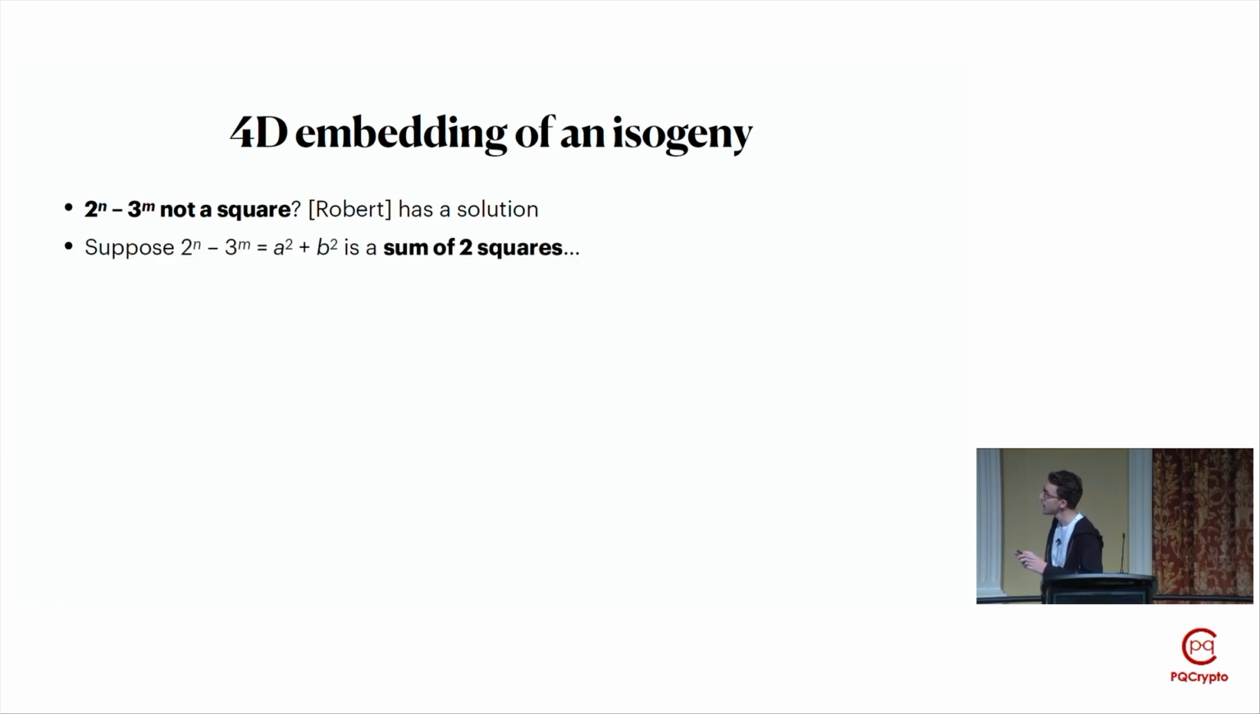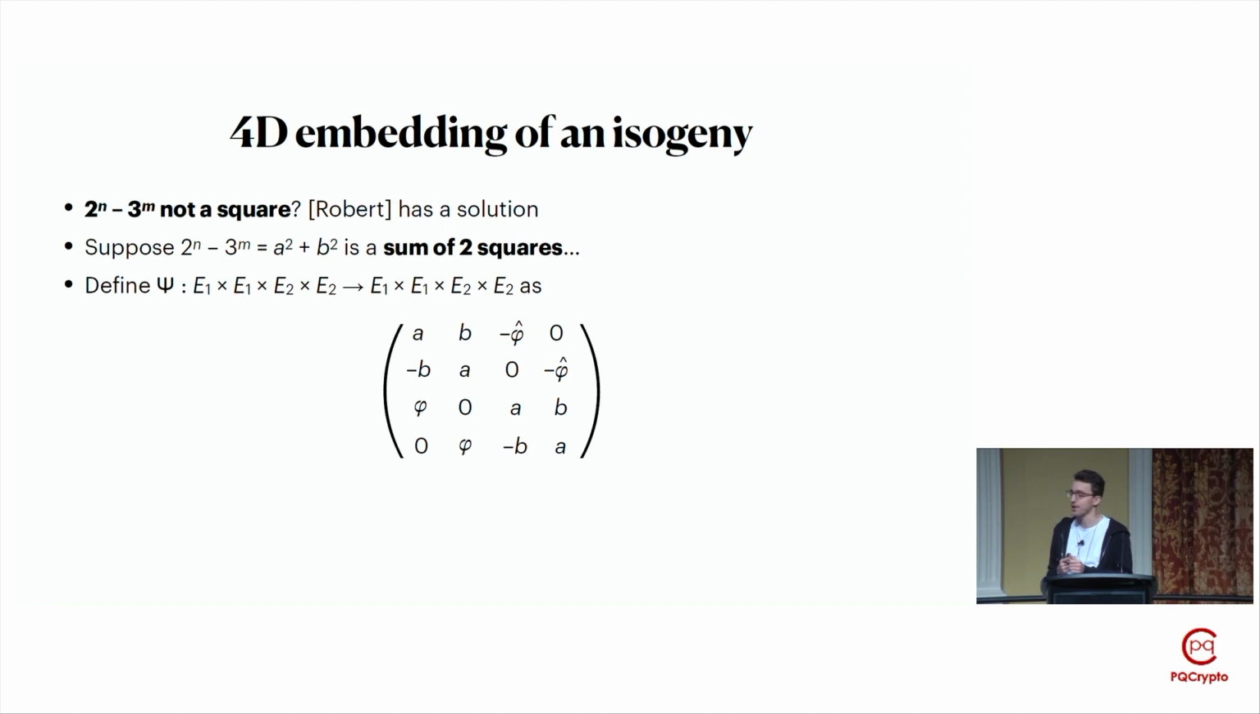Robert has a solution. He has a solution first in the case where it's a sum of 2 squares. And you may know that sums of 2 squares are much, much more common than squares among large integers. So what would you do if you have a sum of 2 squares? You could do the very same thing with a slightly more complicated matrix. Now you need to work not between abelian surfaces, so 2-dimensional things, but between 4-dimensional abelian varieties. So you define a map from E1 times E1 times E2 times E2 to itself, and it's defined like that.